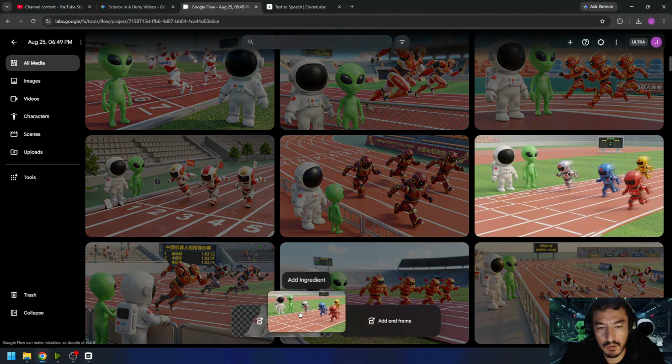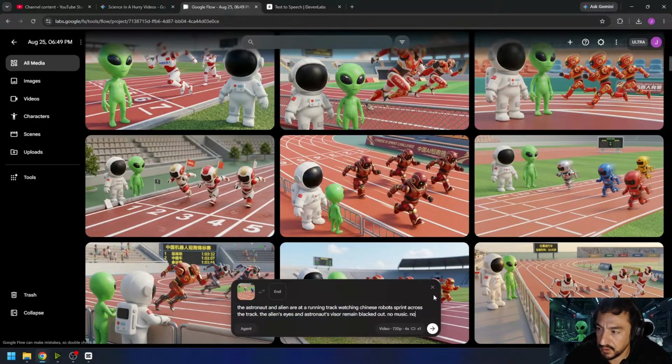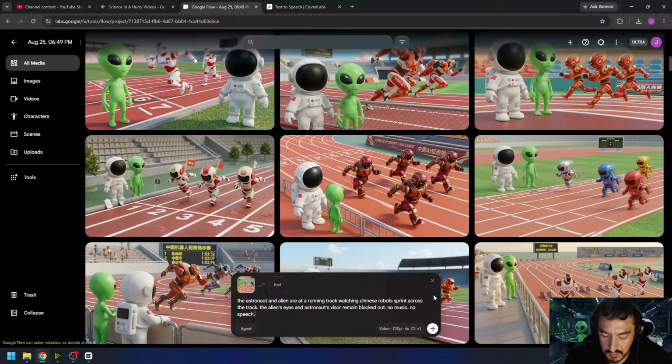Frames. Astronaut and alien are at a running track watching Chinese robots sprint across the track. Music, no speech. I'm not going to lock the camera here, so we'll see if it follows the robots. No music, no speech. Sound of robots running.